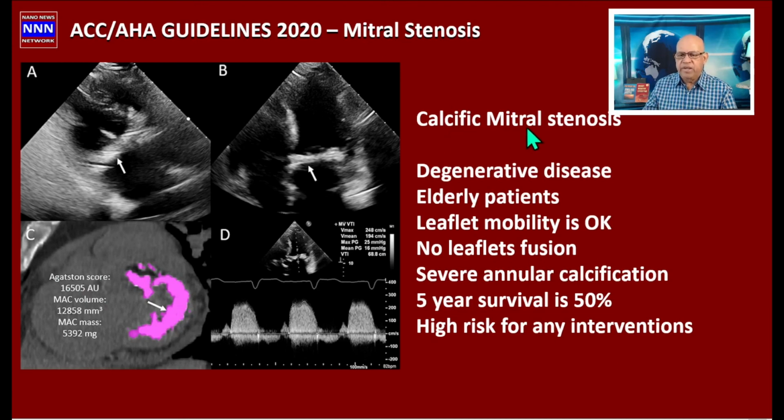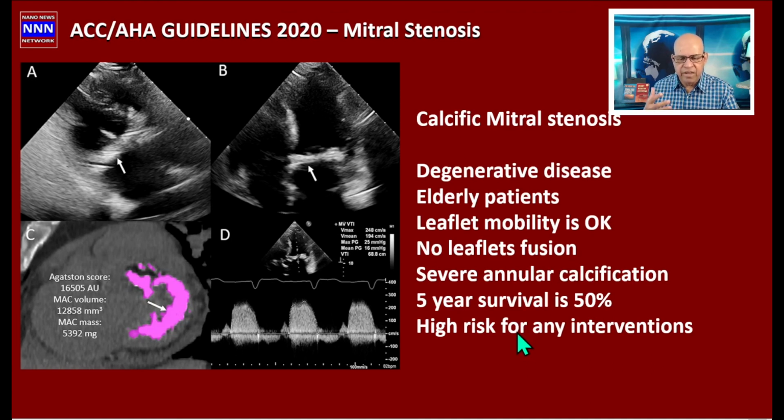When we are talking about calcified mitral annulus, it is a degenerative disease involving the mitral apparatus. It is seen in elderly patients. Leaflet mobility may be okay. There's no leaflet fusion as we see in patients with rheumatic mitral valve disease. Their 5-year survival is less than 50%. They are high risk for any type of intervention.